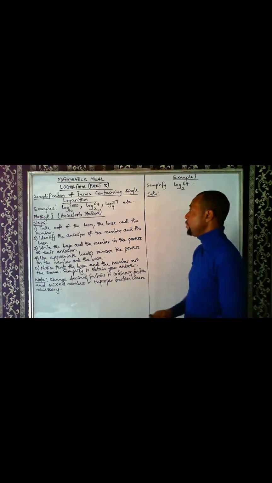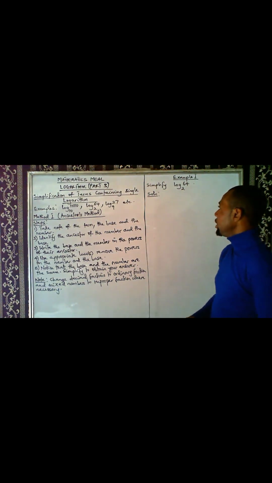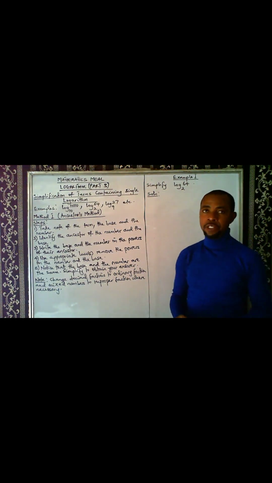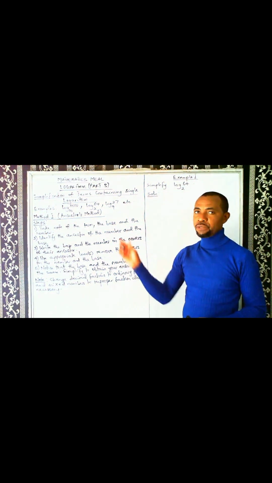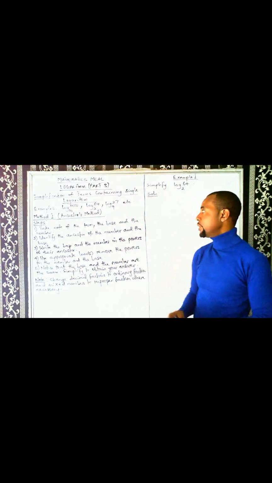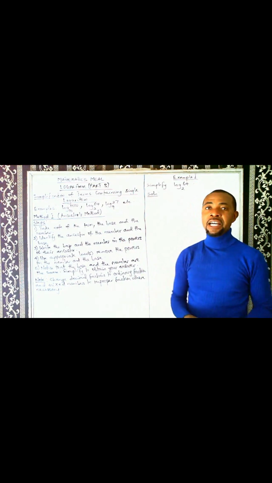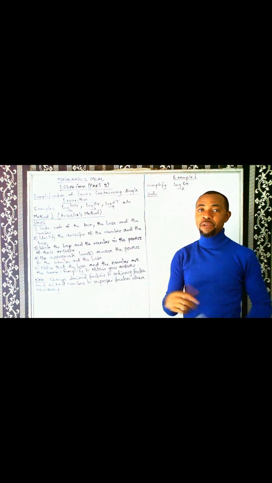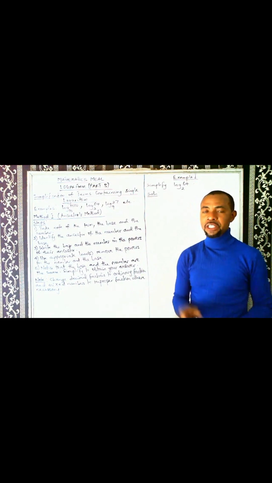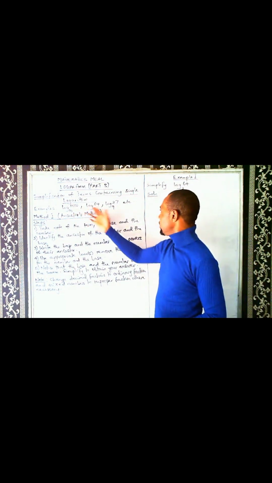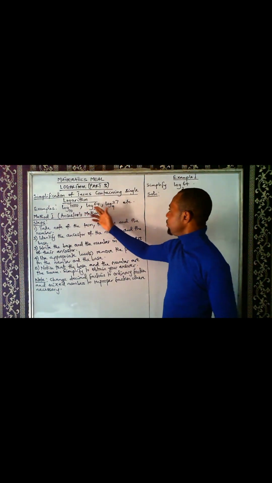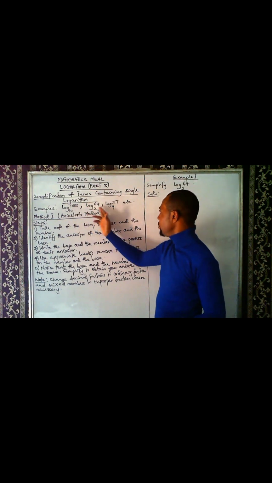Now, for us to simplify terms containing single logarithm, we have two methods. We have the method we call the ancestors method, and we have the index method. So we'll begin with the ancestors method. But before then, what do we mean by terms containing single logarithm? These are terms containing single logarithm. If you look at this term, just one logarithm, one logarithm, one logarithm.